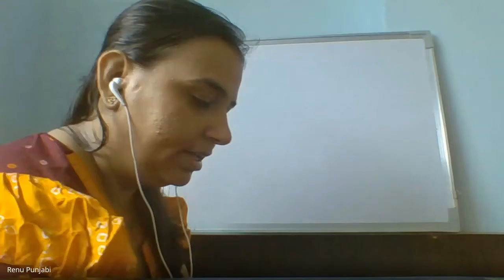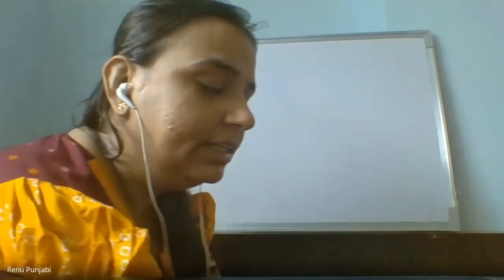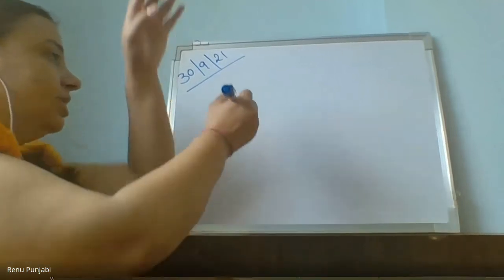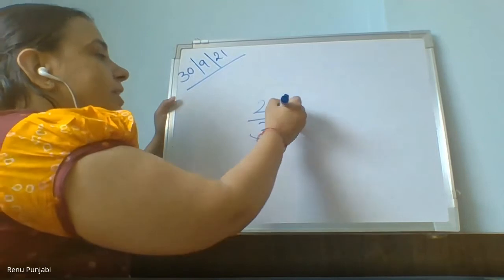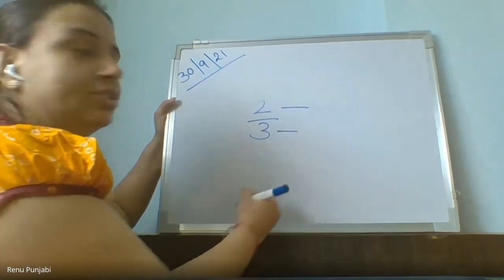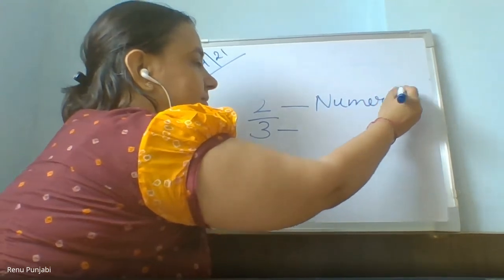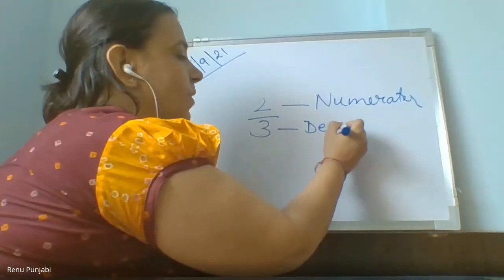In fractions, we have learned how to write any number as a fraction. There should be a numerator and a denominator. Suppose I write 2 upon 3, so what is 2 and what is 3? The number which is up is the numerator, and the number which is down is the denominator.